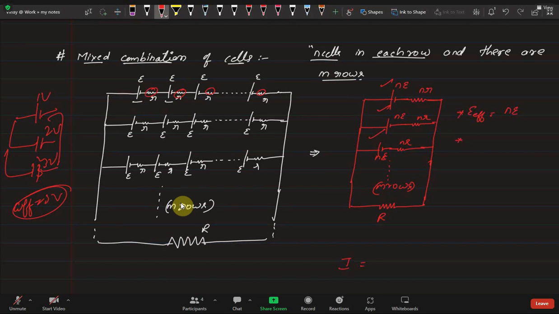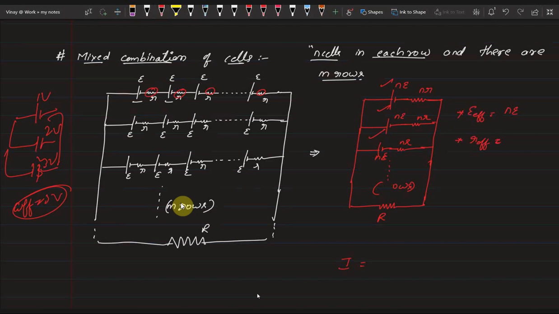Then can you tell me the value of effective internal resistance? How many rows are there? m rows in parallel. And each row resistance is nr. Can you tell me what is the effective internal resistance?